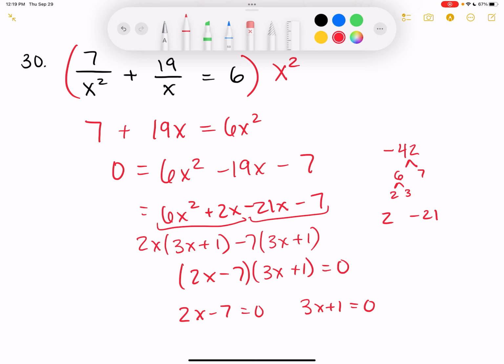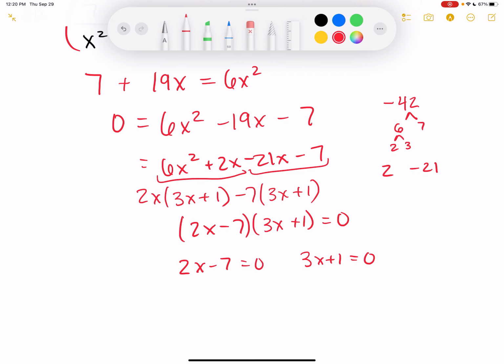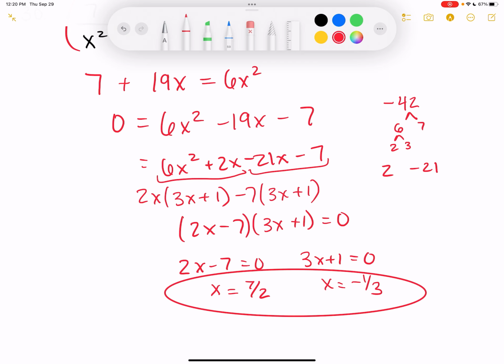Now, just go back and look at the problem. What values cannot work? x cannot be what? 0. So that's the only thing that can't work. As long as it's not 0, they're going to work. So what is this one? 7 over 2. And then the next one is 1 over 3. Thank you. Beautiful. Go team.